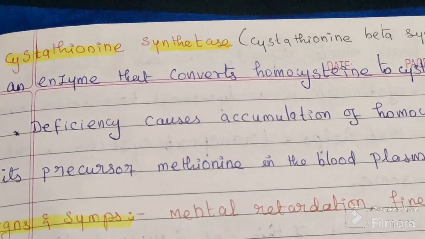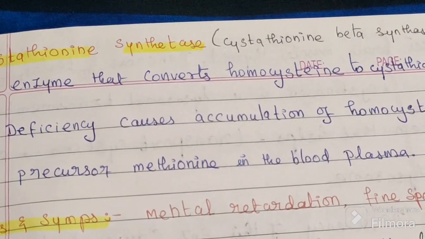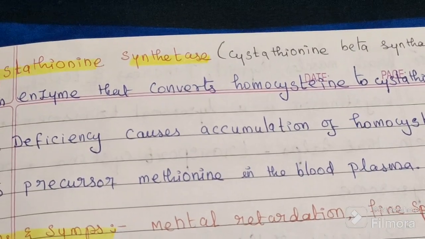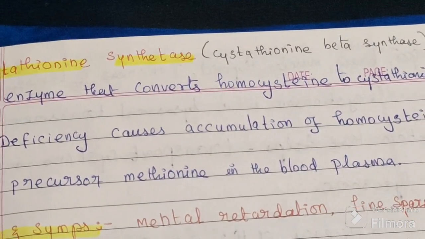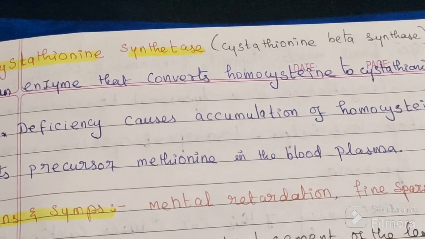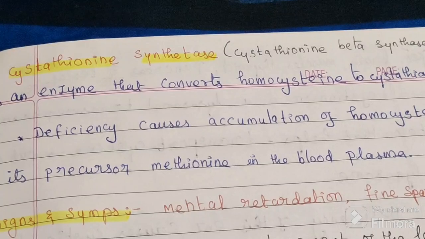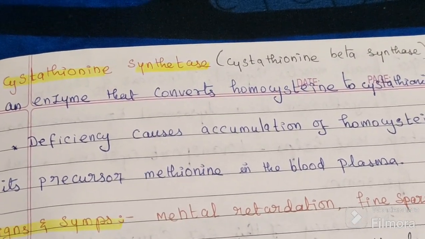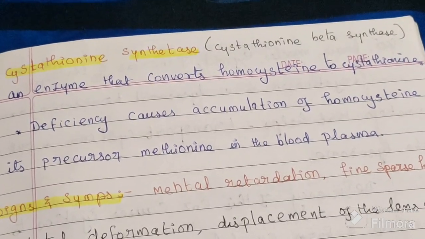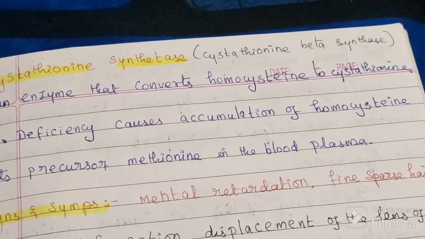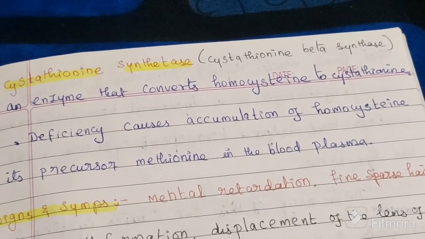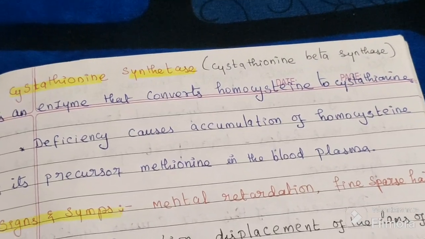Cystathionine synthetase is an enzyme that converts homocysteine to cystathionine. Its deficiency causes accumulation of homocysteine and its precursor methionine in the blood plasma. Signs and symptoms are mental retardation, thin sparse hair, skeletal deformation, displacement of the lens of the eyes.